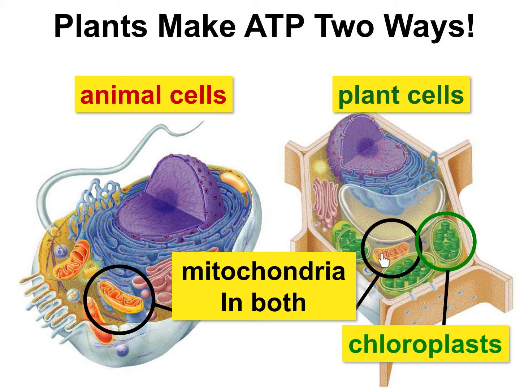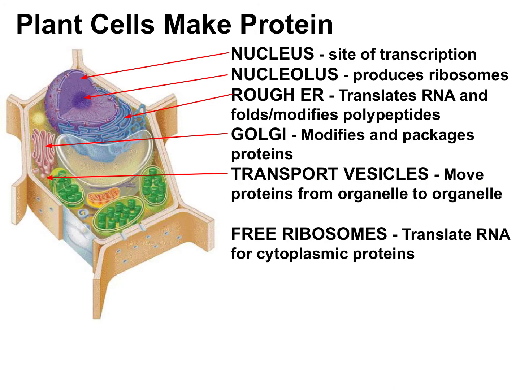So, wrapping up the story of plant cells making ATP, I want to say it again. Plants have mitochondria. When you compare plant cells and animal cells, it's easy to get confused and think that, well, since plants have chloroplasts, then they don't need mitochondria. And the truth is that mitochondria and chloroplasts have different jobs, and plants need to do both of those jobs to survive.